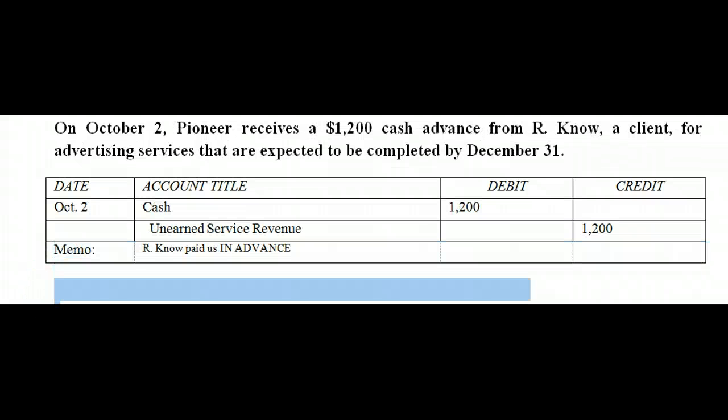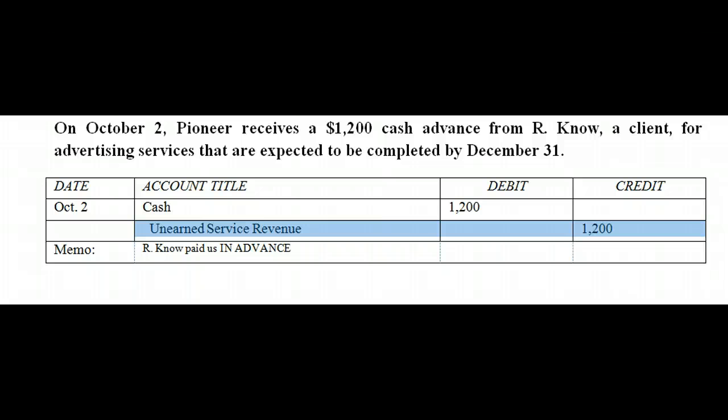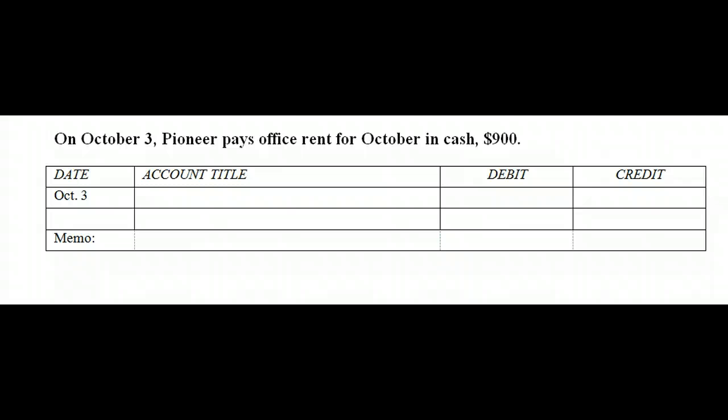On October 2nd, Pioneer receives $1,200 cash advance from a client for work we're going to do later. Since cash is an asset, we have to increase it with the debit, but because we haven't earned this money yet, we're going to credit a liability account called unearned service revenue. Unearned means that it's a liability account, so it makes sense it would increase with credits. We make our little note down here so we know which client it was to keep track of who has paid us in advance.